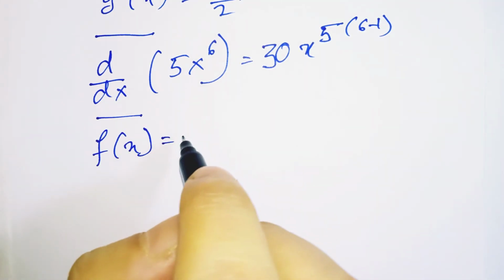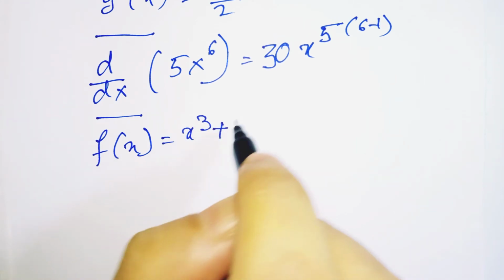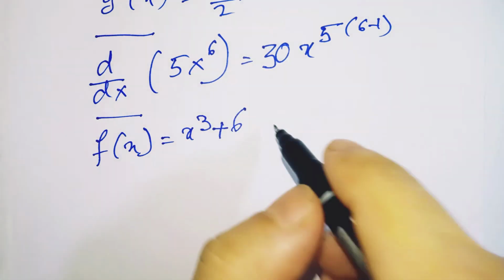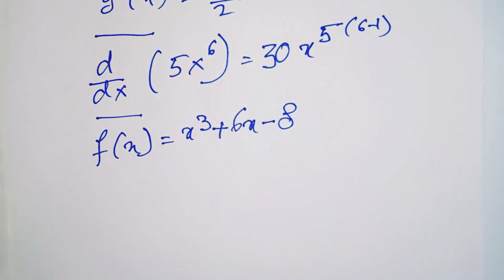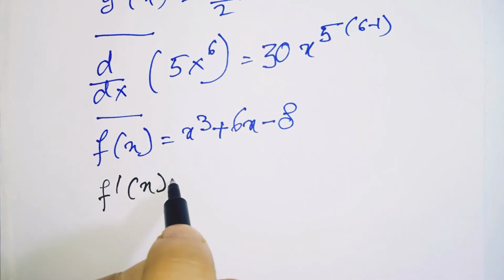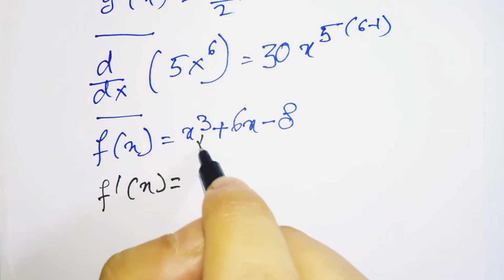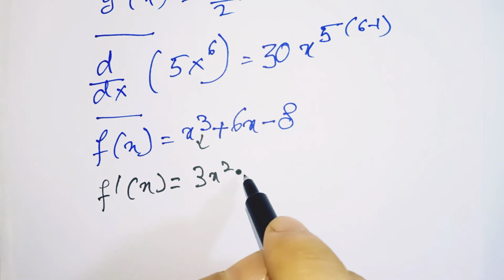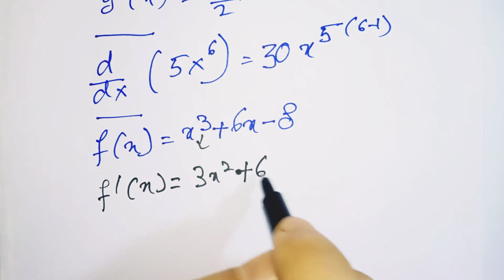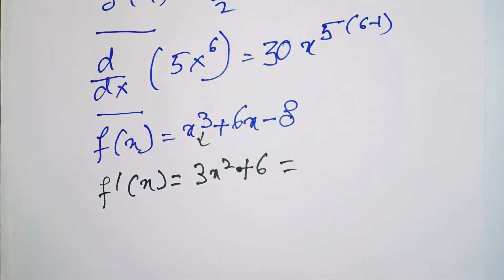f of x equals x raised to the power 3 plus 6x minus 8. So this time, although we haven't gone through the addition, the rule of summation and difference, we can just solve it. f'(x) equals, this one will be 3x raised to the power 2, and this one would be just 6, and this one would be 0. So this would be the answer.